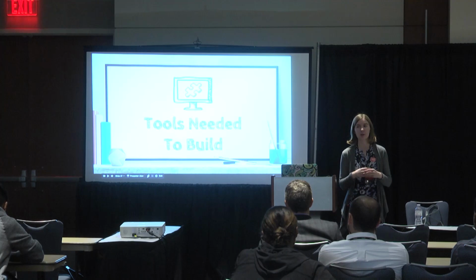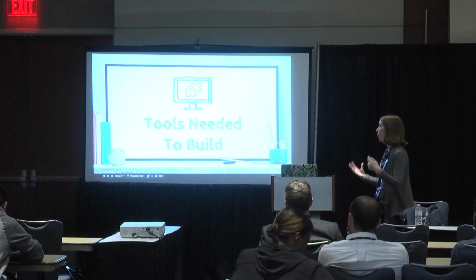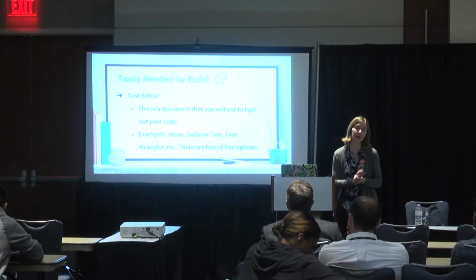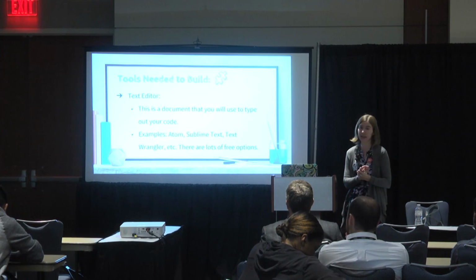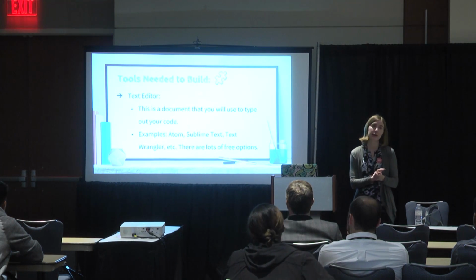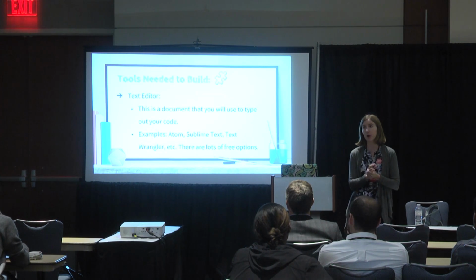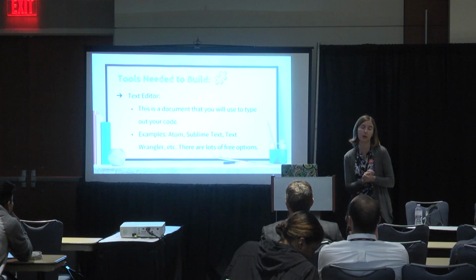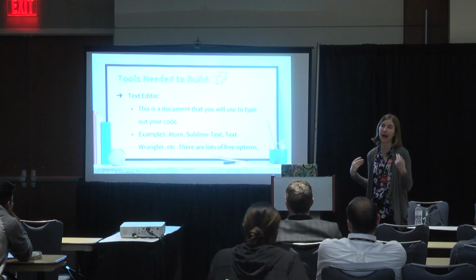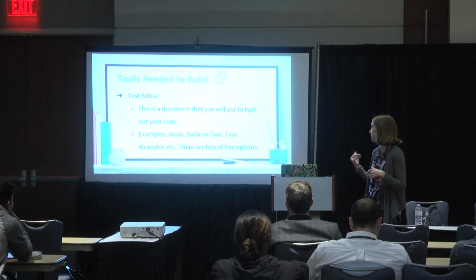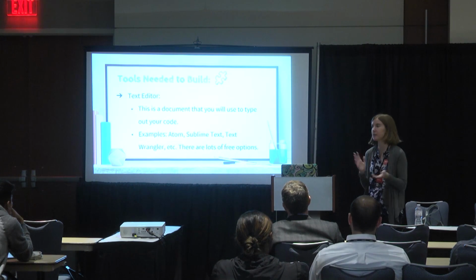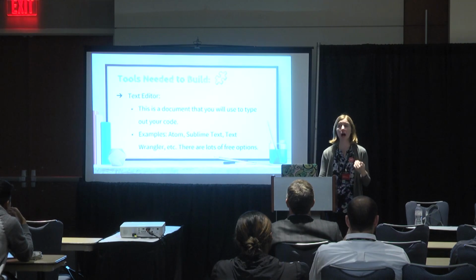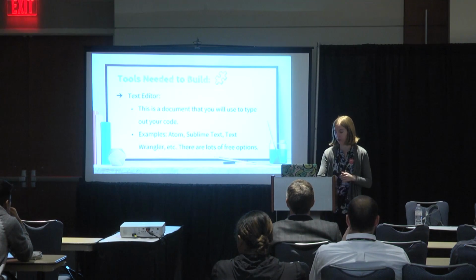So now that we've talked about design best practices, we're going to talk about the tools needed to build your site. So the very first thing you're going to need is a text editor. And a text editor is a document that you can edit your code in. Some examples are Atom, Sublime Text, Text Wrangler, Notepad. I personally like Atom. I used Sublime Text for a while, but the pop-ups drove me crazy. So Atom works really well, and I'll show you what that looks like in a minute. There's a lot of free options. Please don't feel like you have to pay for one.